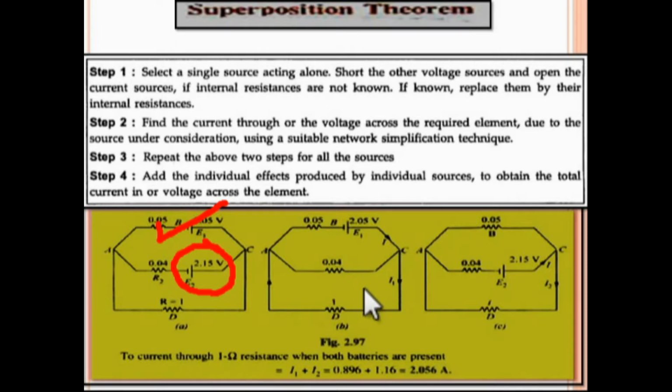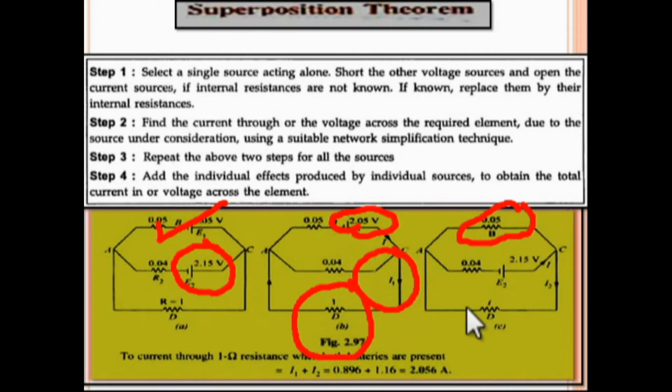Okay, and this will be another circuit where we will take 2.15 volt and we will replace the voltage source 2.05 volt with its internal resistance. Okay, you can see, and now we have to find out the value of current in this branch. We have to find out the current in this branch, 1 ohm. Okay, so this will be I1. Okay, the current of this circuit which will flow in this resistance, that will be I1. And in the second circuit we have to find out the value of current I2 in the same branch, 1 ohm.